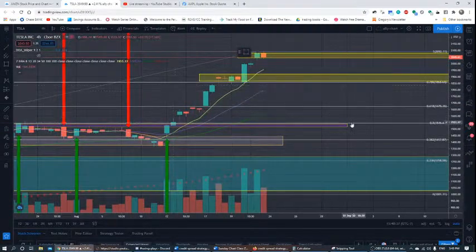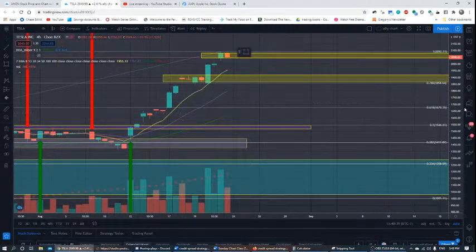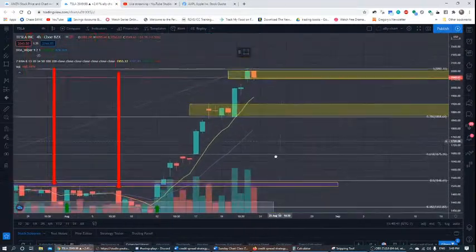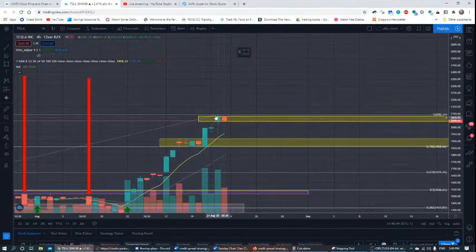Tesla, I don't know. We could pull back on Tesla, or we could go even more parabolic, maybe 2,500.